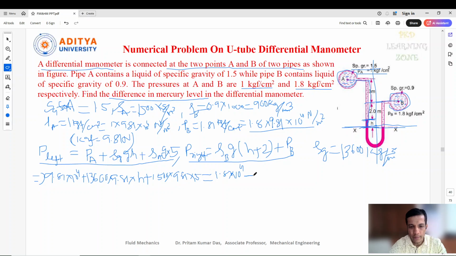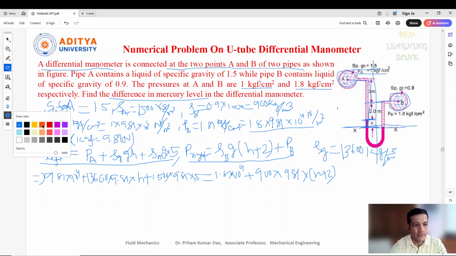Plus rho B. Rho B is 900 into 9.81 into (H plus 2). This is the total equation for us. Now here we need to find out the H value. You can see where the H value is there, H value only we can see at this point.